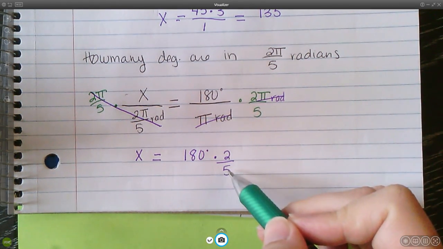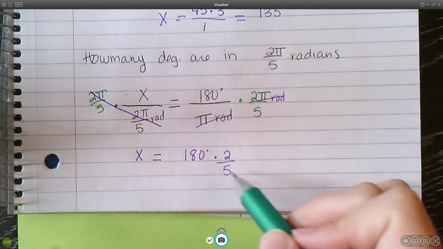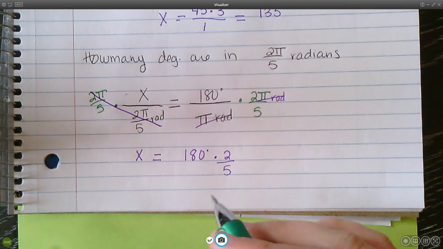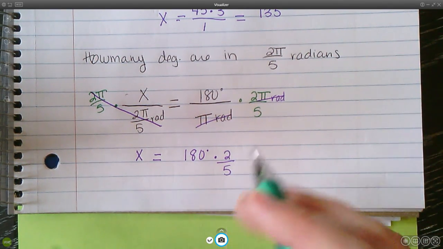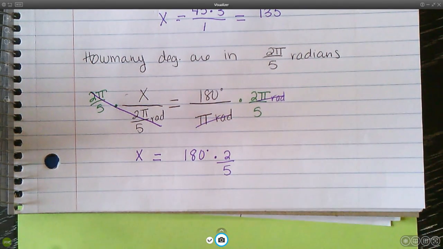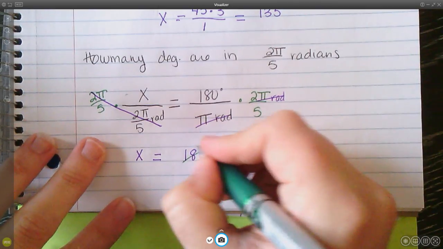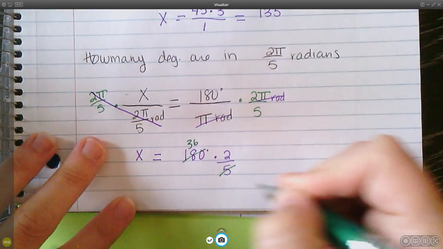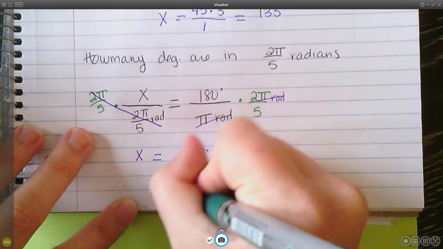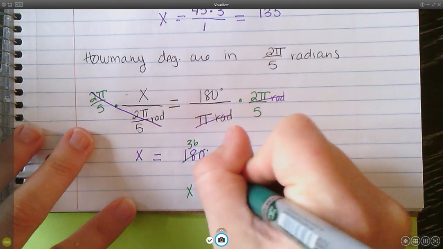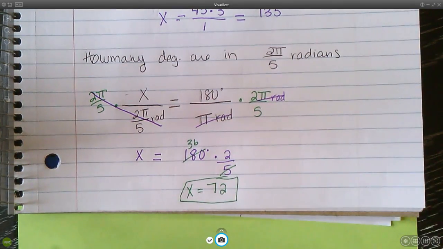2 over 5 does not simplify, but 180 and 5 do. As long as it's something in the numerator and the denominator, you can simplify them. So 180 divided by 5 is 36. So this crosses out, becomes a 36. Divide that by 5, you get a 1. So you get x equals 72 degrees.